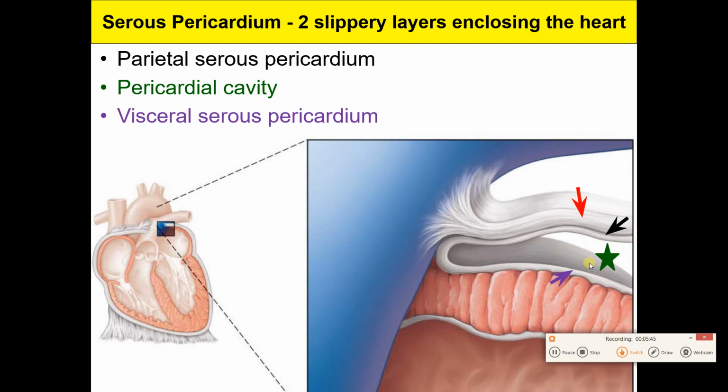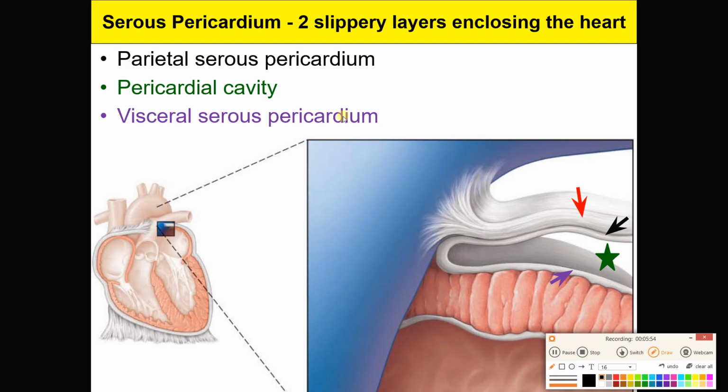There is a space between those two pericardial layers, and that space is called the pericardial cavity, and it is filled with pericardial fluid. And that fluid is serving a lubricative function. So it's lubricating. As the heart expands and contracts, we don't want that movement to experience unnecessary friction, and having a lubricant in here helps prevent that.